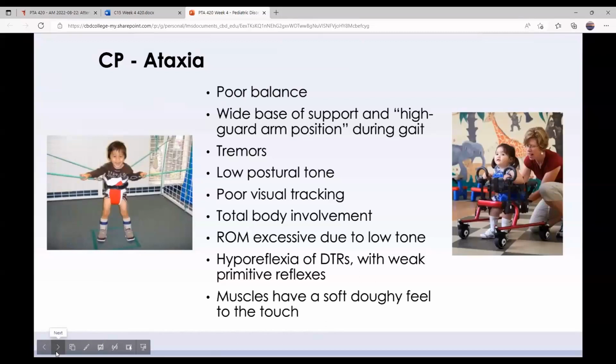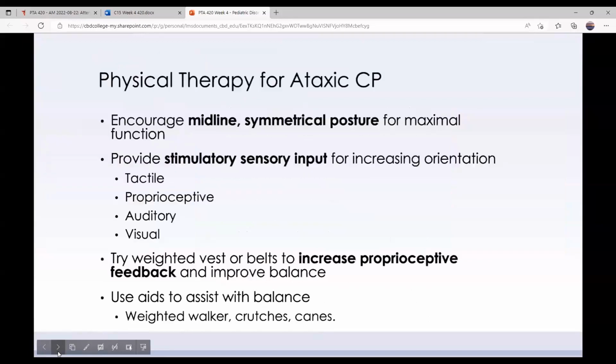So what we thought of for a precaution is that they may have a dislocation or subluxation of the hip, head and neck control issues, or communication difficulty. And for the PT treatment, we encourage midline, symmetrical posture for function, and provide stimulatory sensory input for increasing orientation and increased proprioceptive feedback. Excellent job, excellent job.